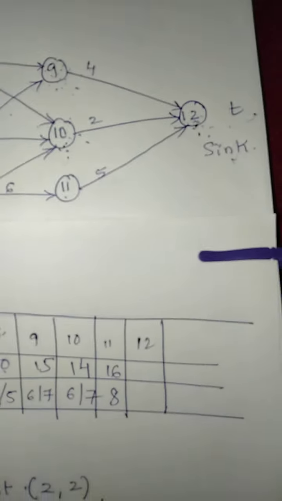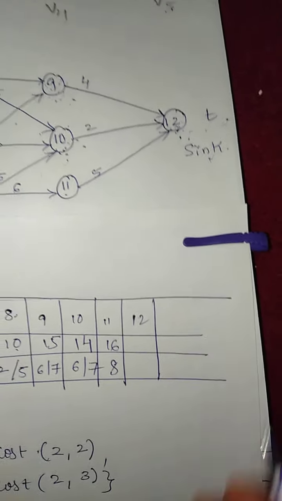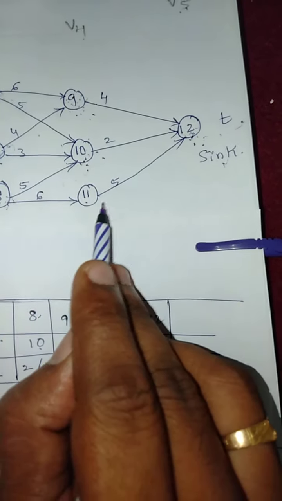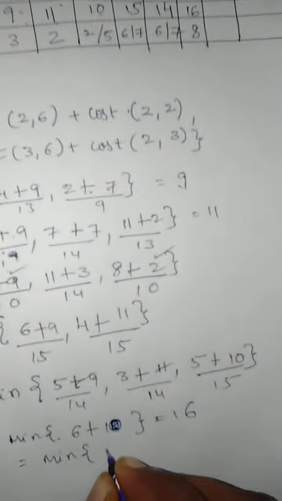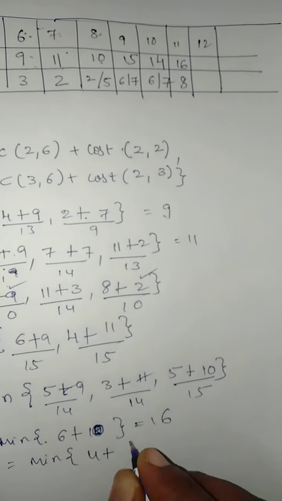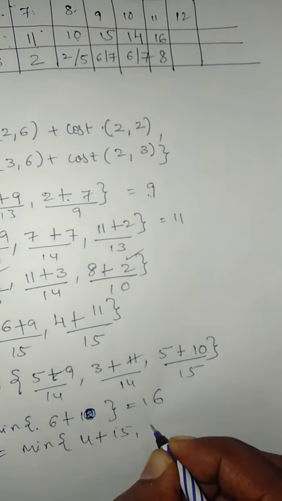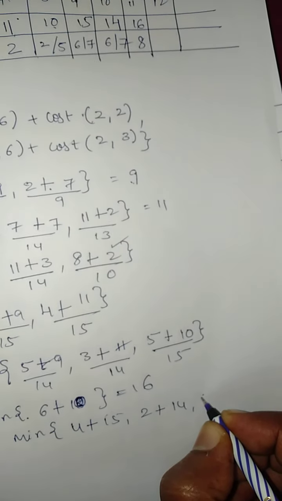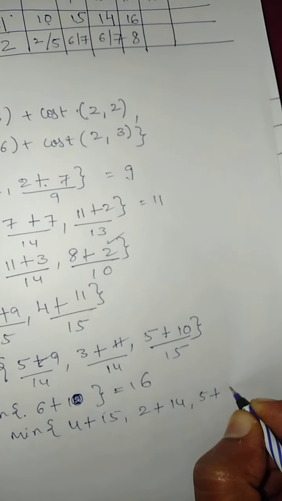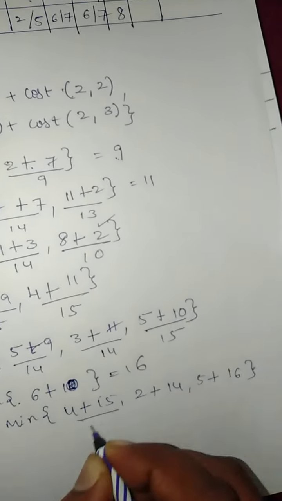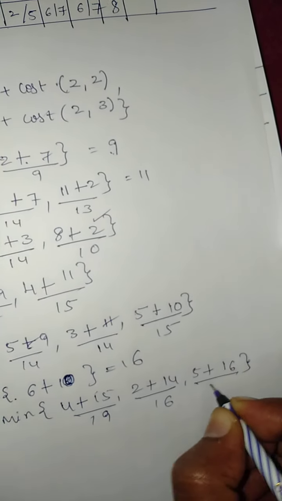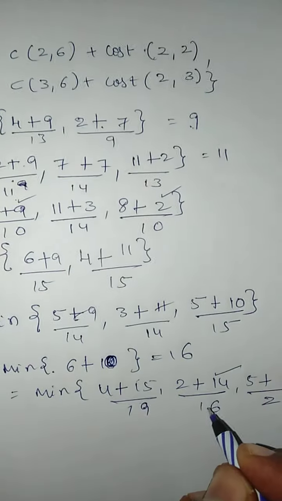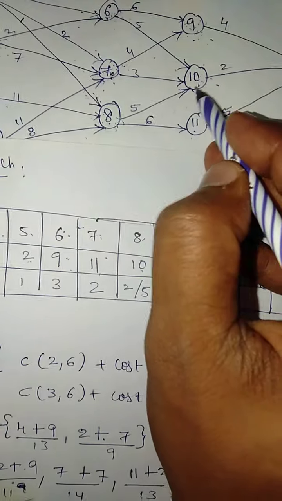So finally we have cost of stage 5 vertex 12. We have 3 incoming edges, so minimum of 4 plus cost for 9, 2 plus cost of 10, 5 plus cost for 11. So it is 4 plus cost of 9 which is 15, 2 plus cost of 10 which is 14, and 5 plus cost for 11 which is 16. So 19, 16, 21. Minimum is 16. So fill 16 here. And which vertex has given me 16? It is vertex 10 in the previous stage.